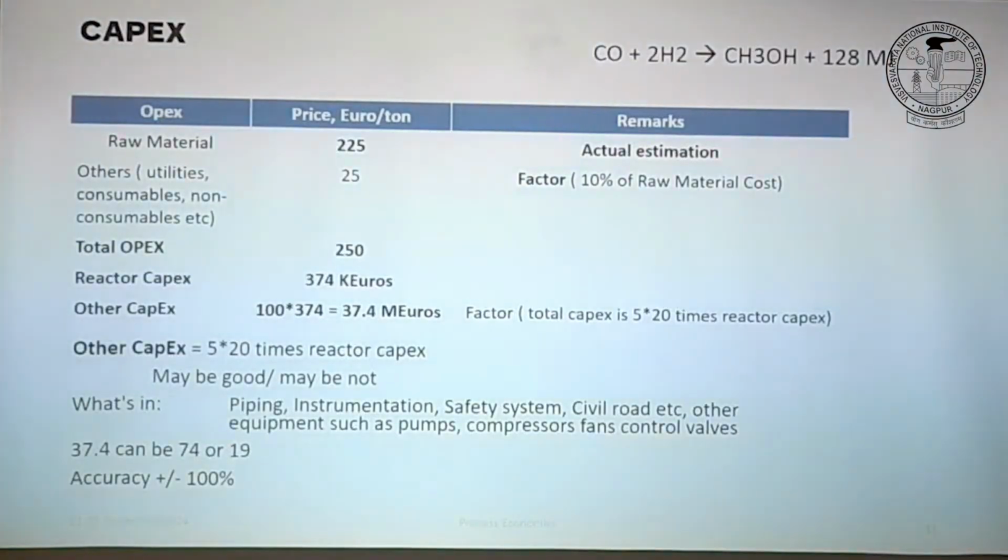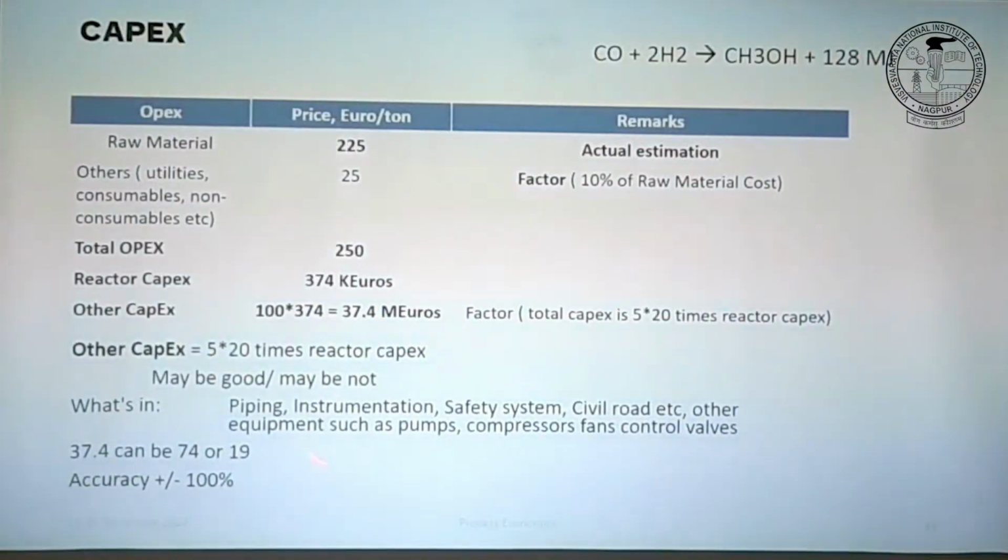So the reactor is not the only part of your plant. You have the reactor, then you have integration, a heat recovery unit, a separation unit, other utilities, everything. You don't know how many equipments you will have finally. So once again, you apply some factor. Let's take for now factor 100. That will give you, let's say, your total capex, somewhere around 37.4.